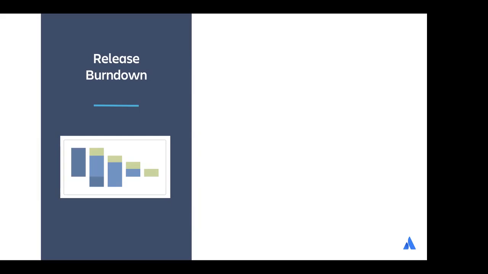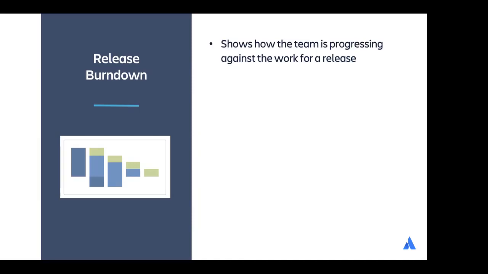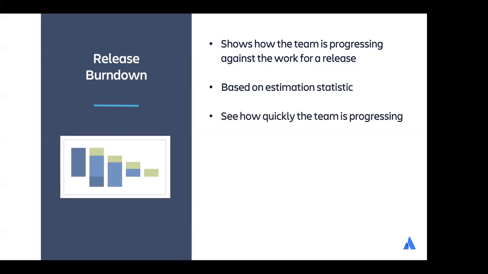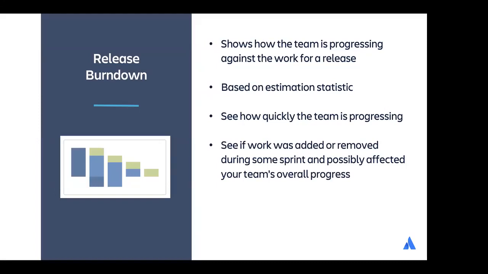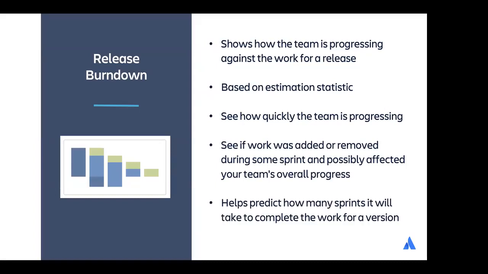So this report shows you how your team is progressing against the work for a release. It's based on, again, the estimation statistic. We keep saying that, right? And you can see how quickly your team is working through the backlog. You can see the work added and removed during the sprint and how that affects your progress, and it helps you, again, predict how many sprints in the future it will take to complete the work for a version based on past sprints and changes during the sprints. It's also very similar to the version report, but we'll look at that in a bit.